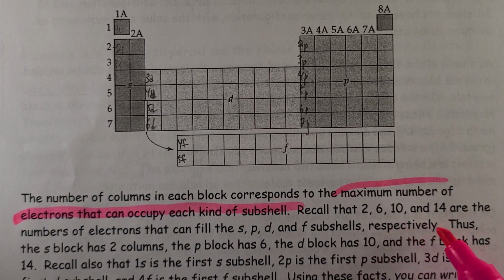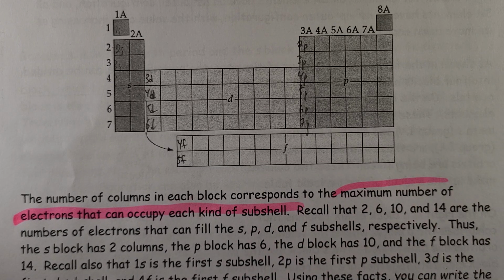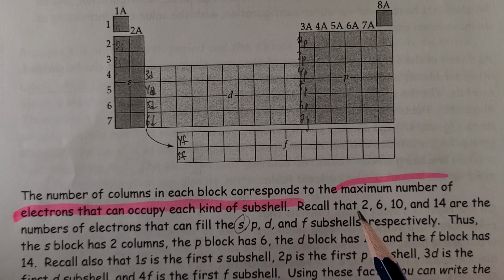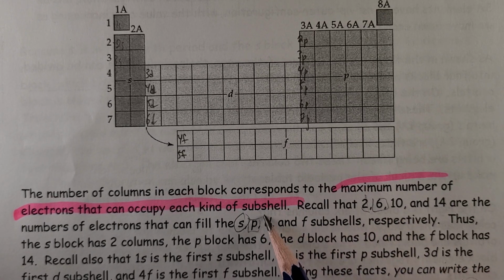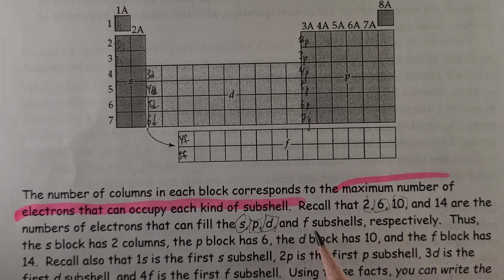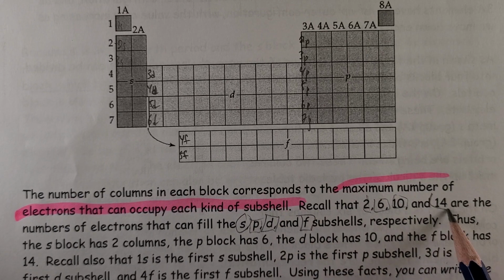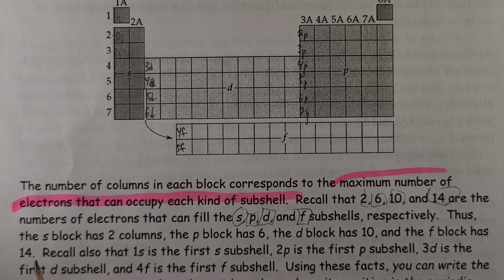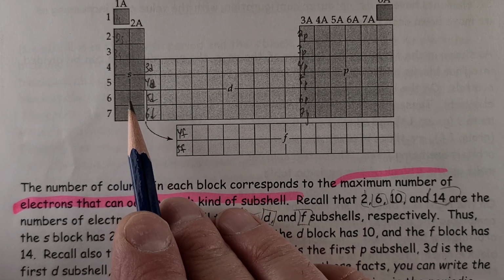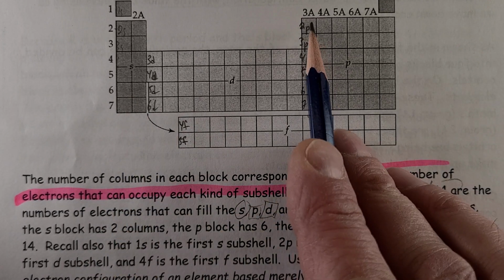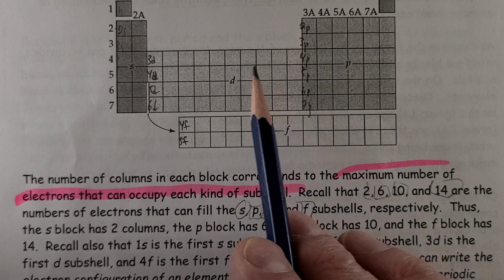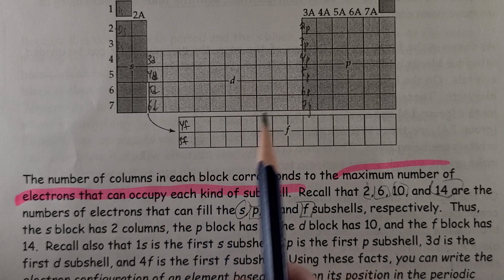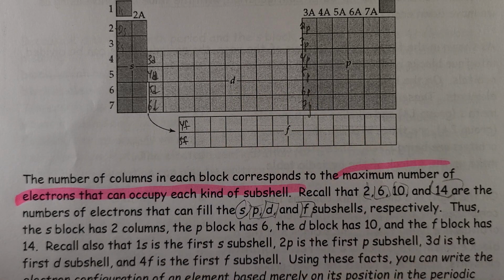Recall that 2, 6, 10, and 14 are the numbers of electrons that fill the S, P, D, and F sublevels. Because yes, we have one box, 2 electrons, 3 blocks, 6 electrons, 5 blocks, 10 electrons, 7 blocks times 2, 14. So the S block has these 2 columns. The P block has these 6 columns here, which represent those electrons, etc. And the D block, of course, has 10 electrons, and here we have 14.